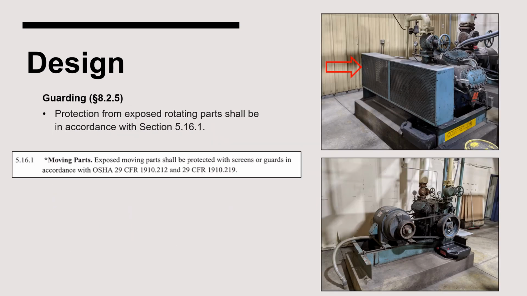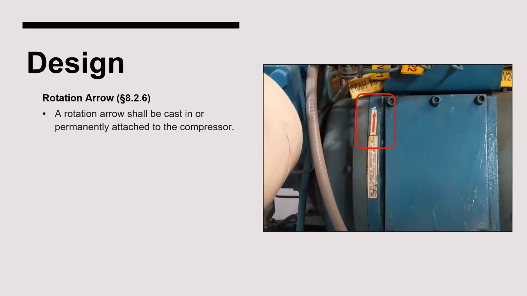All exposed rotating parts of a compressor must have protection in the form of either screens or guards to prevent injury. Additionally, a rotation arrow shall be cast in or permanently attached to the compressor.